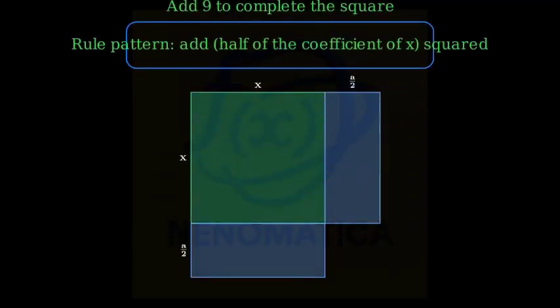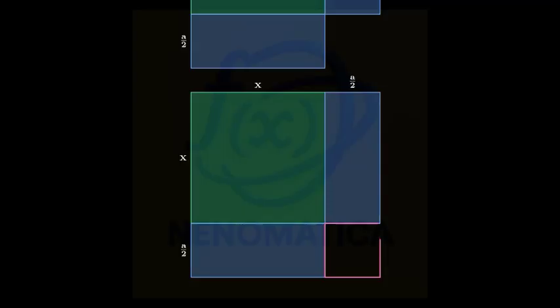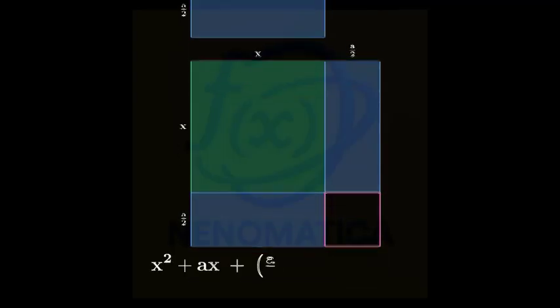Split the linear part evenly. That's a over 2 attached in both directions. You now miss a little square whose side is a over 2, so its area is a squared over 4. Therefore, add a squared over 4 to complete the square.